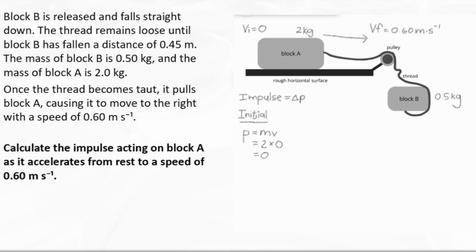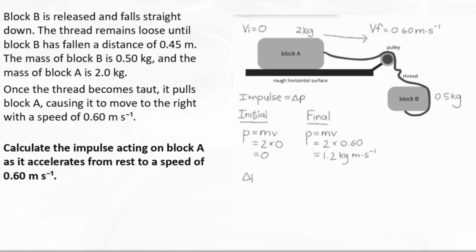Let's move on to the final momentum. Again, momentum is equal to an object's mass multiplied by its velocity. Now the mass is still the same, it's 2 kilograms. What about the velocity? We know that block A is pulled until it reaches a speed of 0.60 meters per second. So this is the final velocity. So I'm going to substitute this value into the formula, 0.60. 2 multiplied by 0.60 is equal to 1.2. So the final momentum is equal to 1.2 kilograms meters per second.